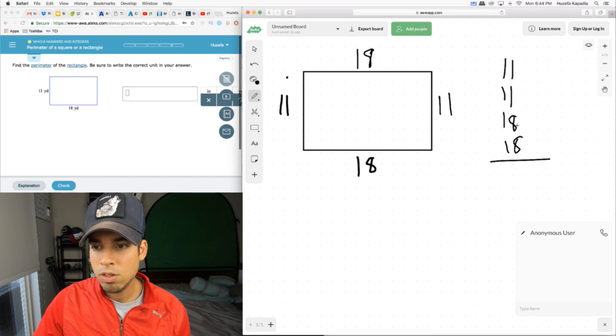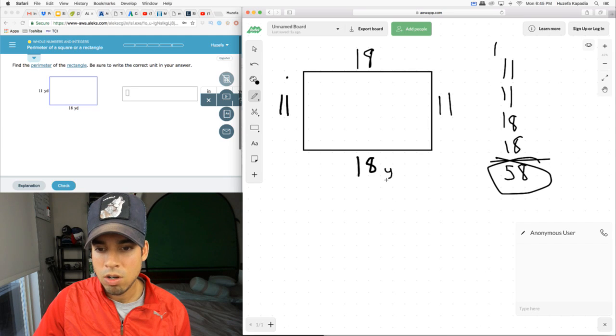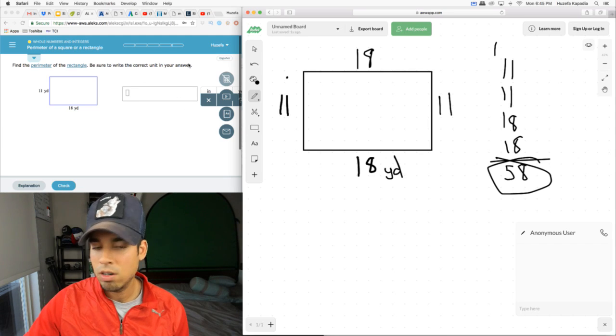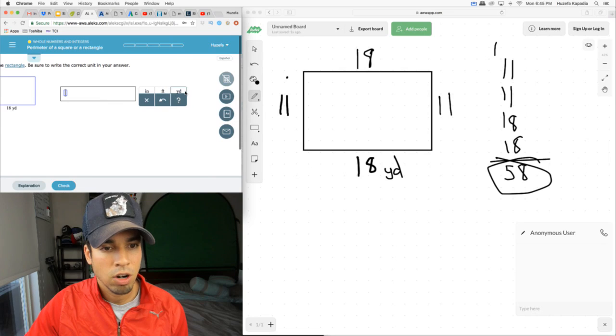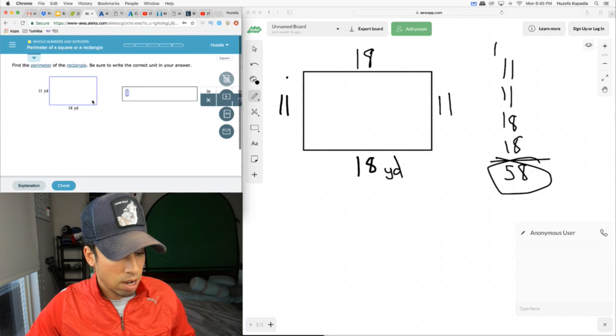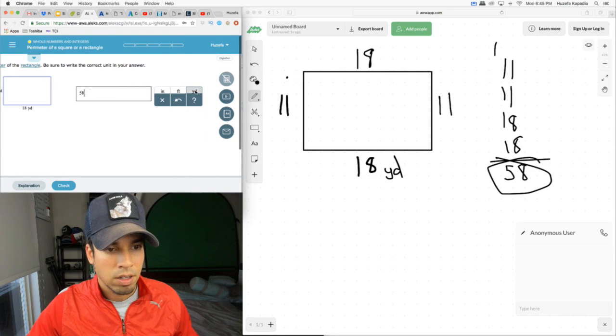So we add up: 1, 2, 10, 18, carry the 1, 1, 2, 3, 4, 5, 58. So it's 58, and what's the unit? Well, it's yards, but it's not yards squared. It's just yards, and they don't even have yards squared as an option. So it's 58 yards.